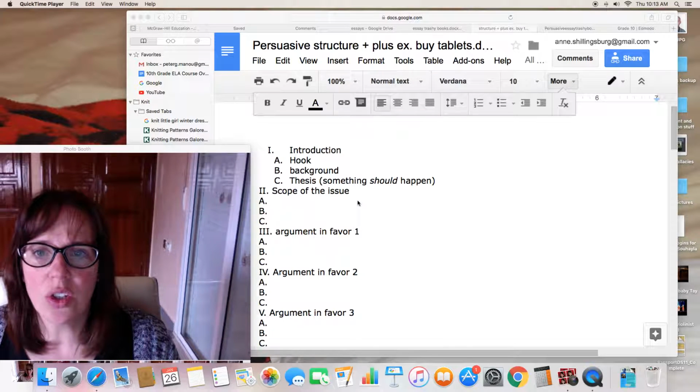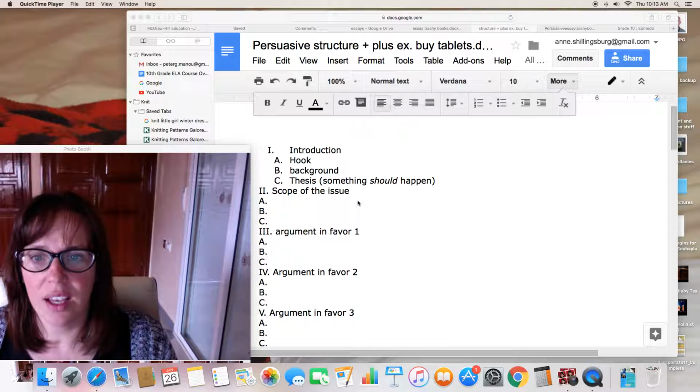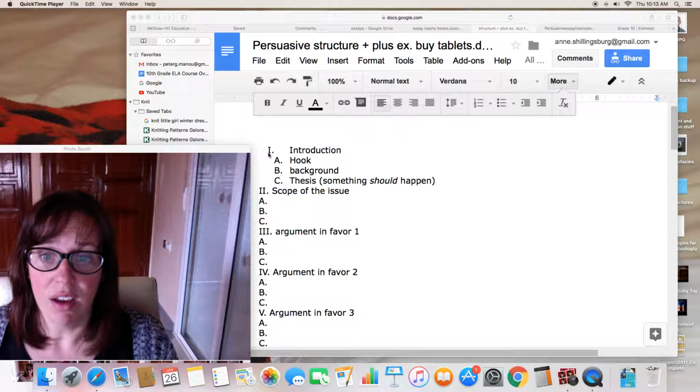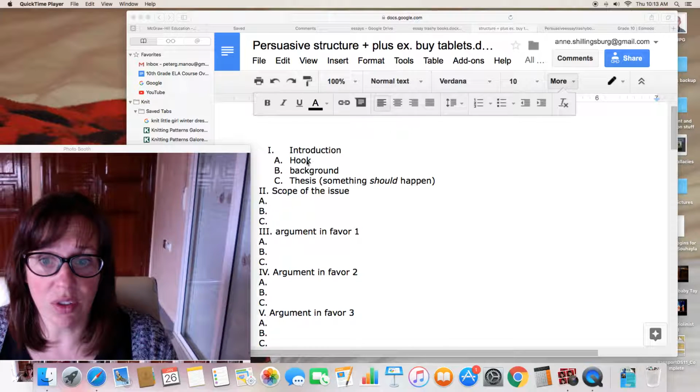This is your introduction to the structure of persuasive essays. This document is provided for you on the website, and it includes, in addition to the structure, an example. Like every essay, your persuasive essay is going to begin with an introduction, and your introduction is going to include a hook, background information, and a thesis.